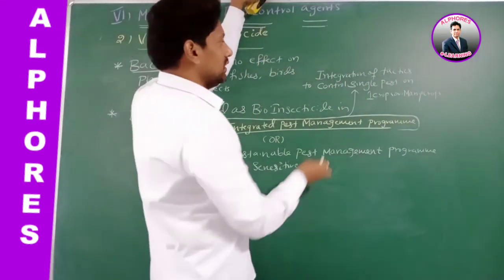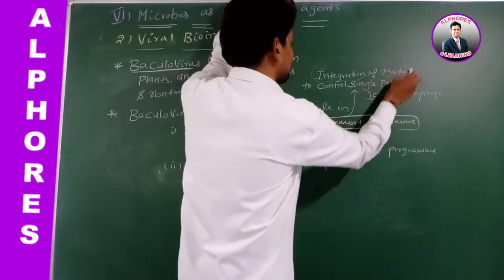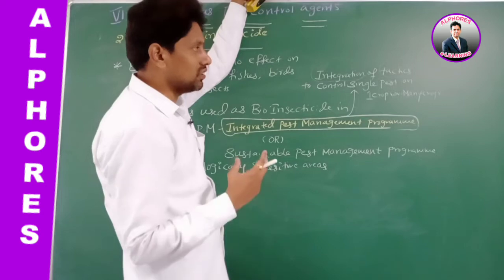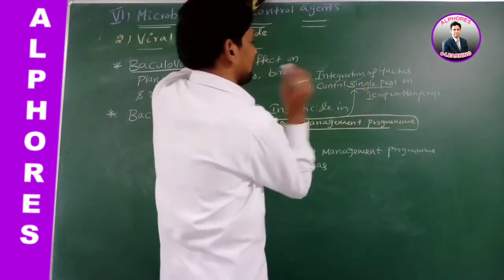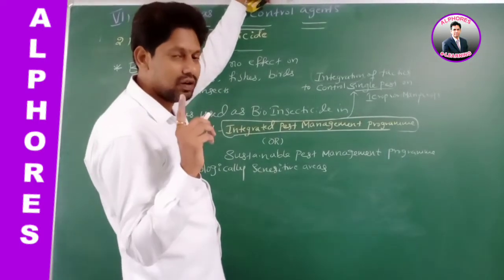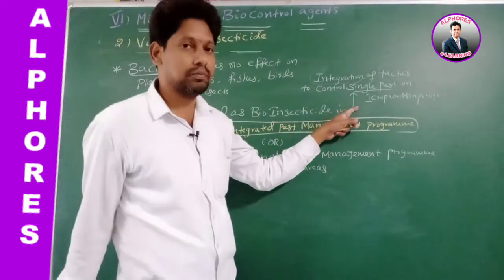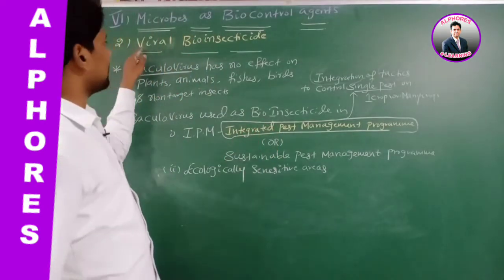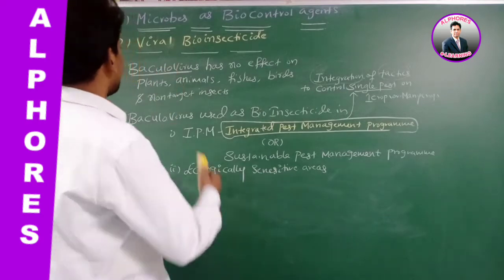It means it is a mixture, an integration of many tactics and strategies. Why are we using this integration of tactics? To control a single pest, which is present on one crop or on many crops. Is the statement clear? Right? This is concerned to what, sir? Viral bioinsecticide.